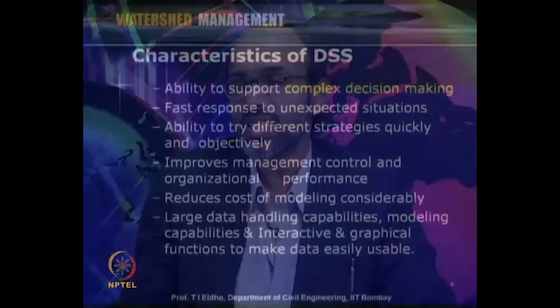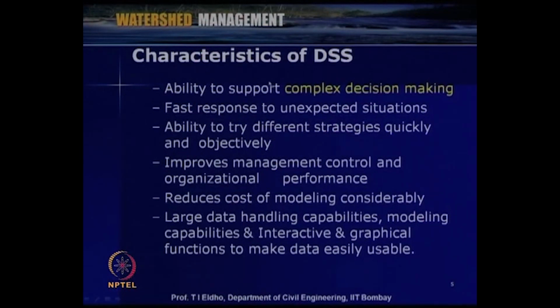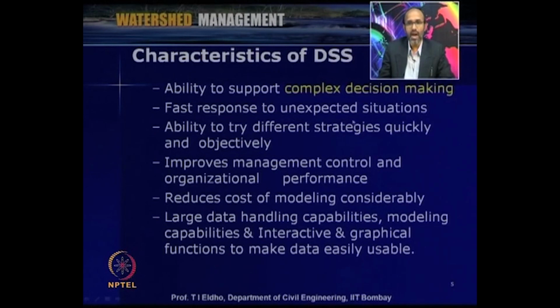So, as we have seen, the decision support system has its own characteristics. It includes many computer models, and generally a graphical user interface where the decision maker or other people can interact with it, and see that this is what is going to happen, and this way the decision can be taken. So, let us look into some of the important characteristics of the decision support system. This includes the ability to support complex decision making. The DSS should have the ability to support complex decision making. Then the DSS should be fast, should give a fast response to unexpected situations.